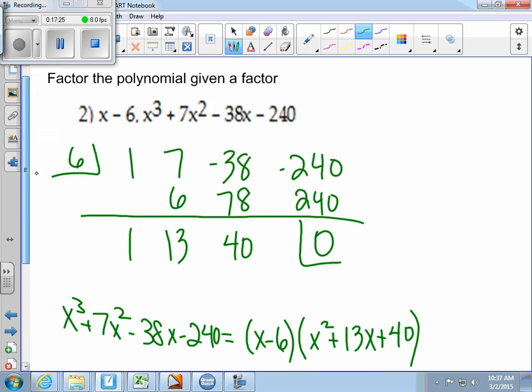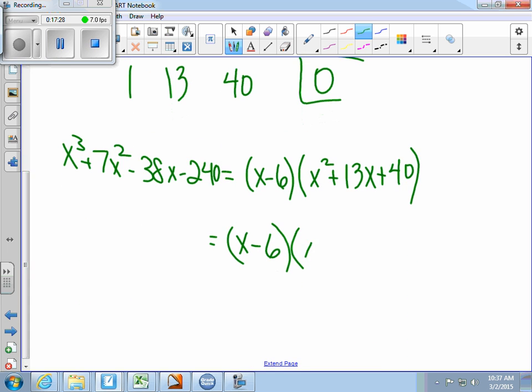Good. Factors of 40 that add to give you 13 are 8 and 5. So I have fully factored this polynomial. Now, Remington said, do we need to find the zeros? This question just said factor, but could we? Yes. We could. We know it's 6, negative 8, negative 5. So we've gotten to where we could plot the zeros, do some things that we couldn't do before. So that's the new skill today.